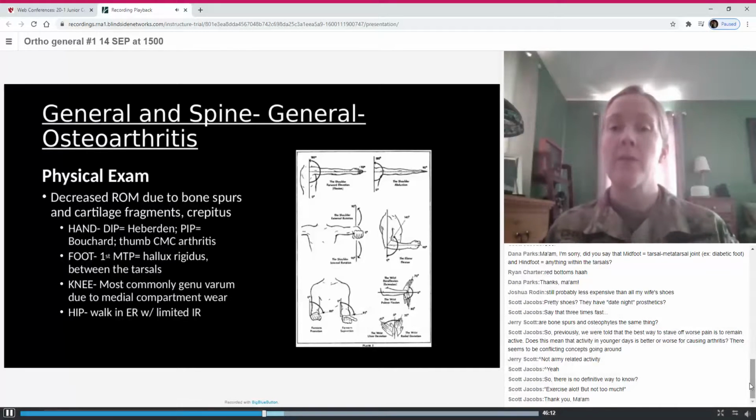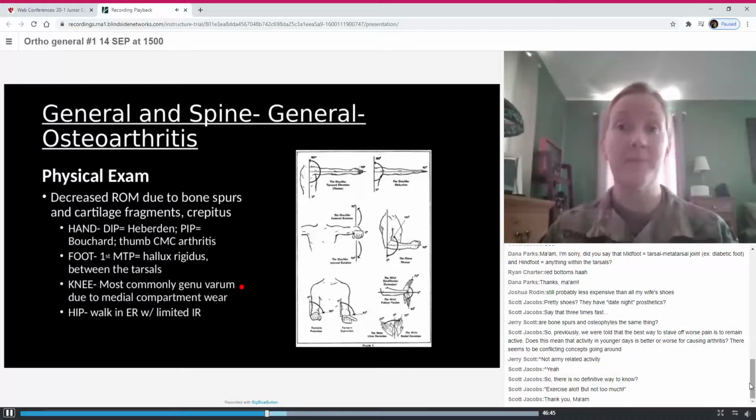In the foot, there are similarly a couple very common spots. The first metatarsophalangeal joint is a common spot. That has its own name. It's called hallux rigidus, or a rigid first toe. And then between the tarsals in the back of the foot, the tibia and the talus is a less common place, but between the talus and the calcaneus, and then those two bones and everything in the distal rows is more common.